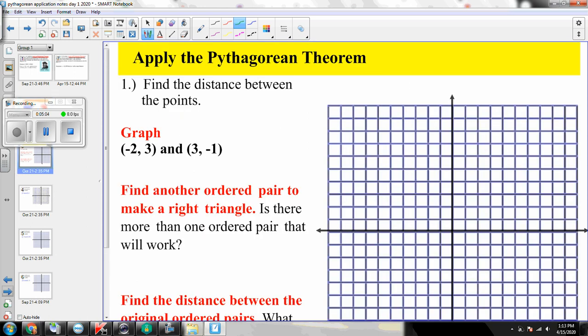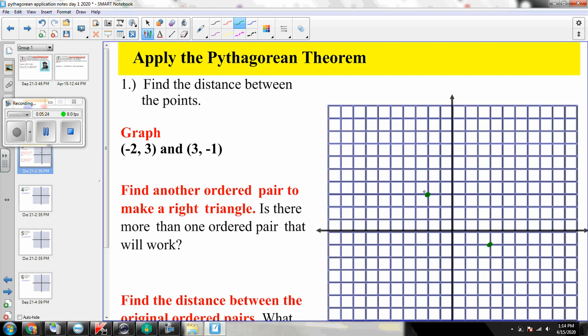Okay, the next questions, what we're going to do is we're going to graph 2 points and find the distance between the 2 points. So first I'm going to graph -2, 3. That would be left 2, up 3. Then I'm going to graph 3, -1. I'm going to go right 3, down 1.